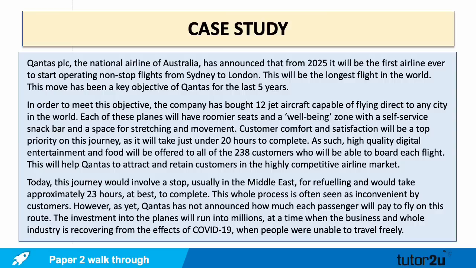In order to meet this objective, the company has bought 12 jet aircraft capable of flying direct to any city in the world. Each of these planes will have roomier seats and a well-being zone with a self-service snack bar and a space for stretching and movement. Customer comfort and satisfaction will be a top priority on this journey, as it will just take under 20 hours to complete. As such, high-quality digital entertainment and food will be offered to all of the 238 customers who will be able to board each flight. This will help Qantas to attract and retain customers in the highly competitive airline market.